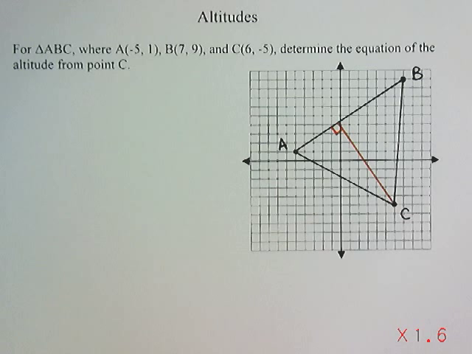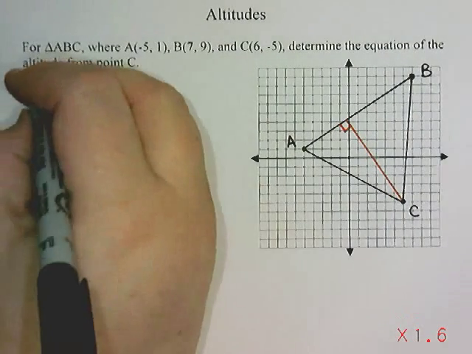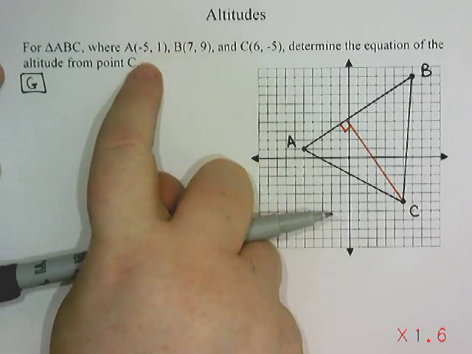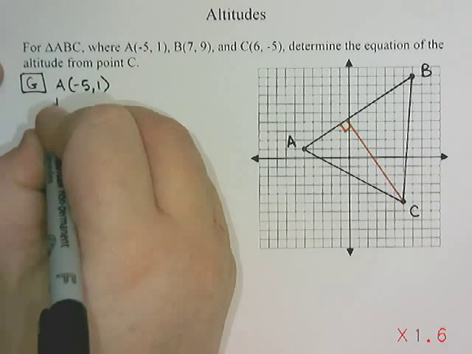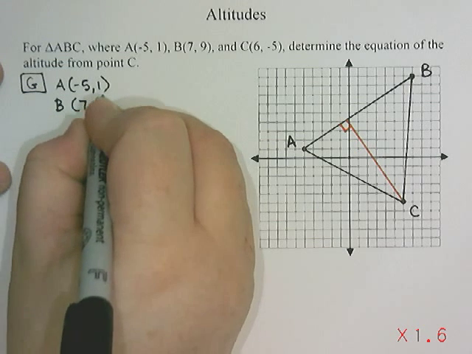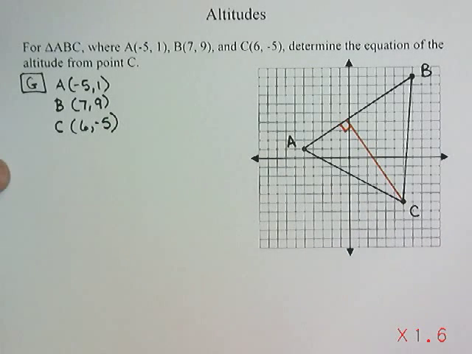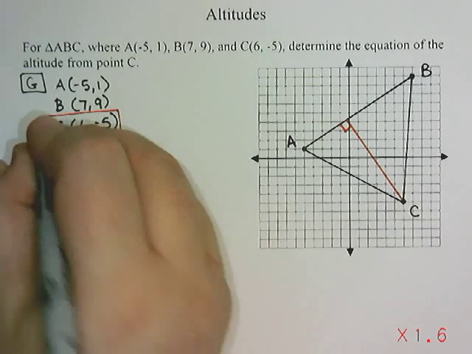So what we're going to do is use our GRASP method. G is given, R required, A analysis, S solution, and P present. I am going to start with G, which is the given. The things that are given are A, B, and C. So I have points A, which is (-5, 1), B, which is (7, 9), and C, which is (6, -5). And it is going through point C, so I am just going to put a little box around that to draw my attention to it when I look back at what was given.